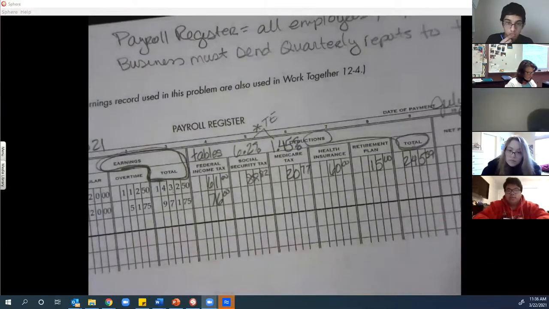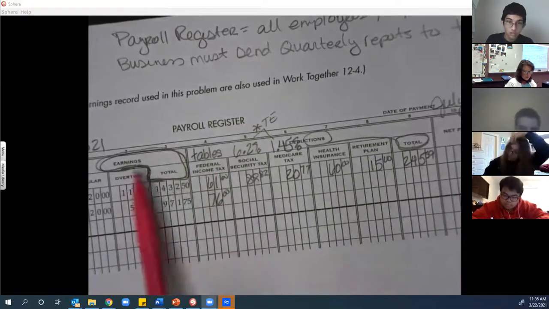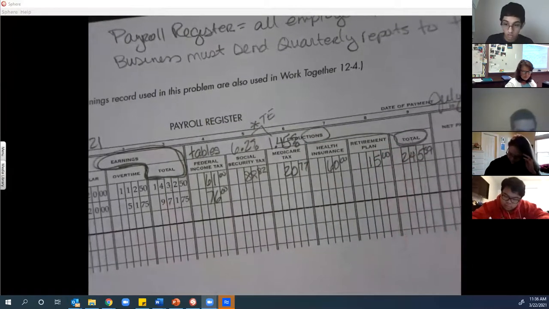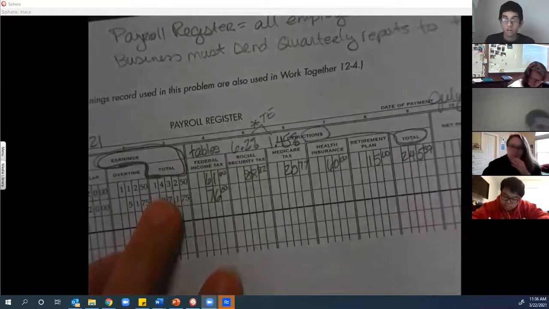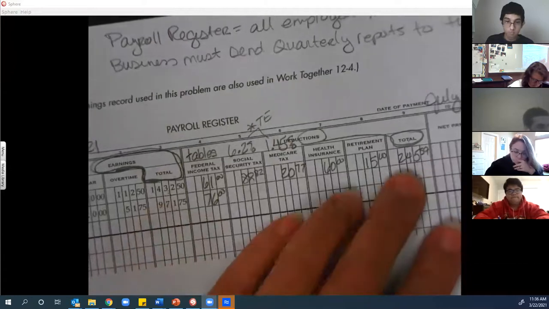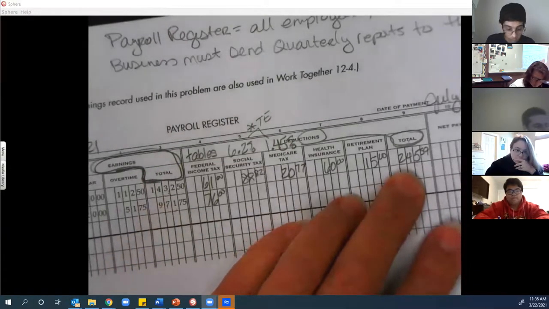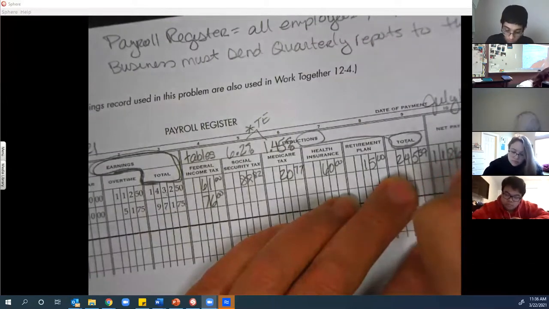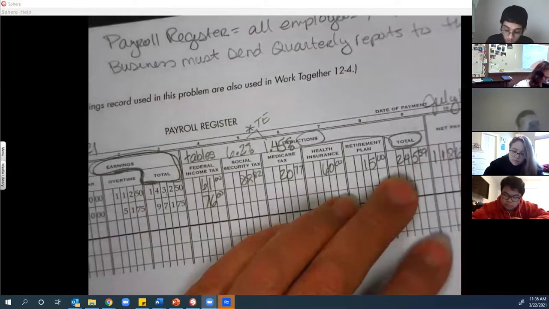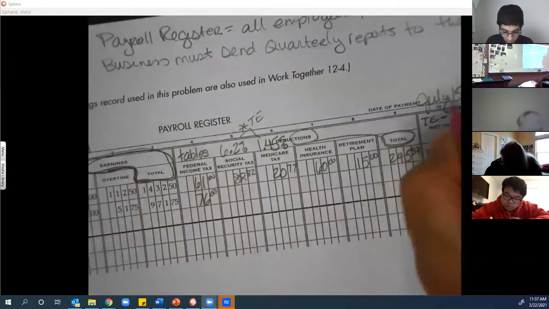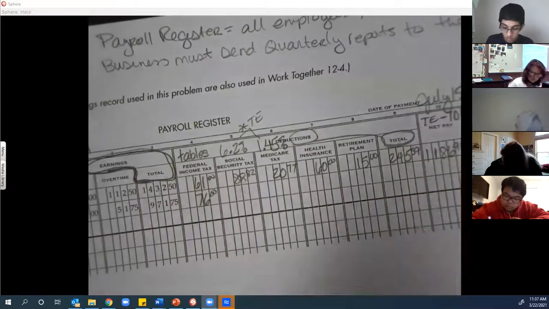Okay, and then we're going to have total earnings minus total deductions to get net pay. So 1432.50 minus 245.59 equals 1186.91. Okay, so this is total earnings minus total deductions.